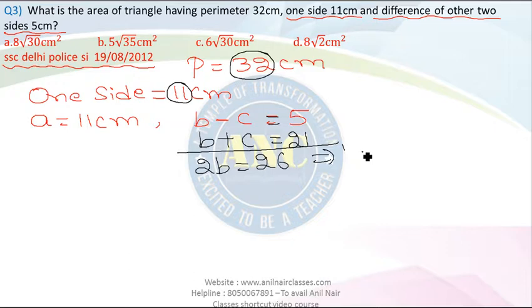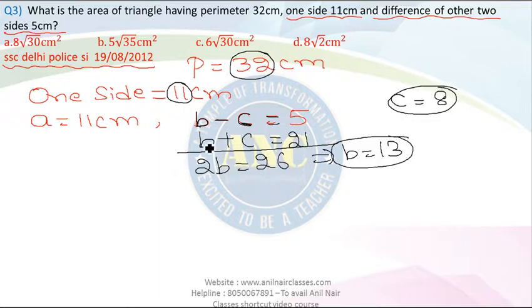So b will be equal to 13. If the second side is 13, b minus something should give you 5. 13 minus which number is 5? 13 minus 8 is only 5. Or 13 plus which number is 21? 13 plus 8 is 21. That means I know the A value, I know the B value, I also know the C value.